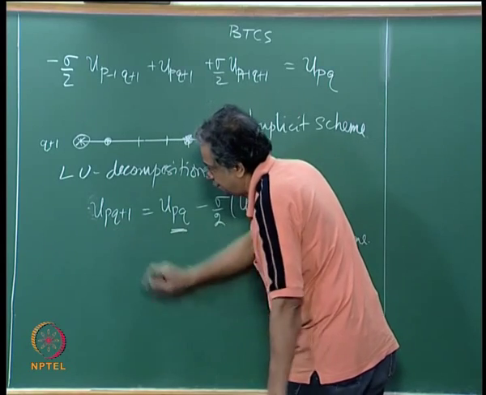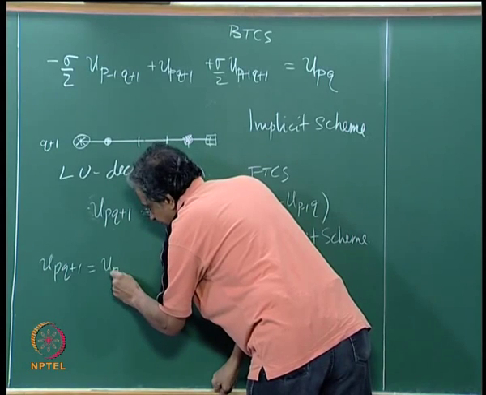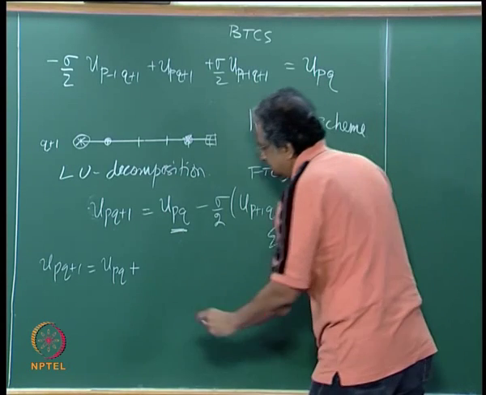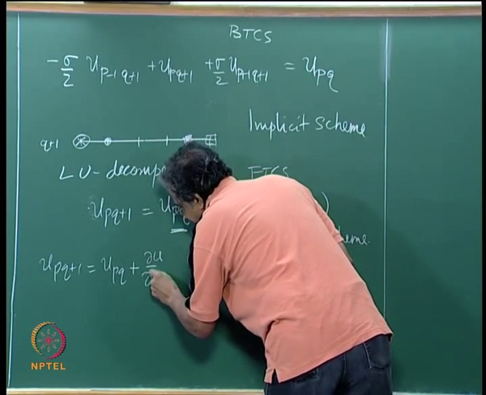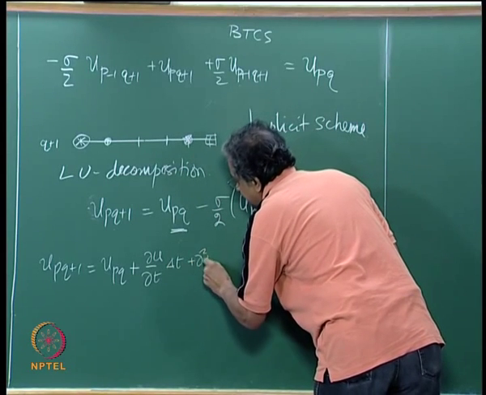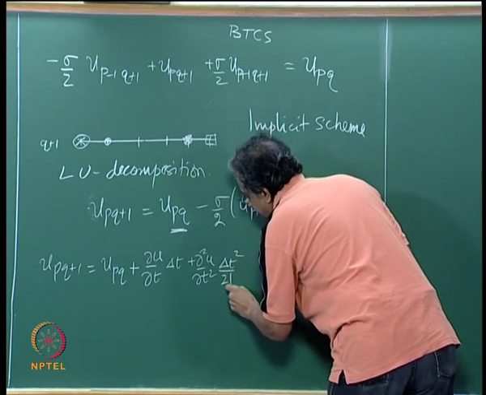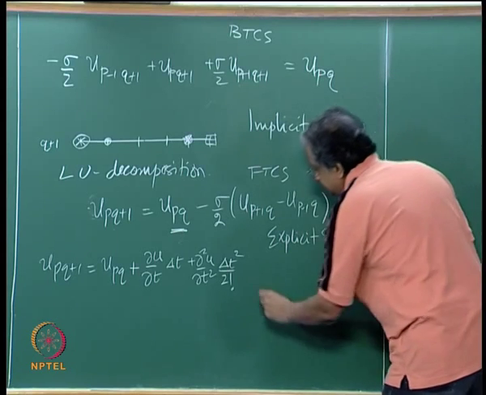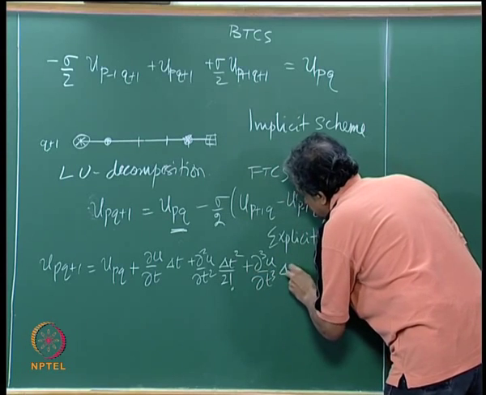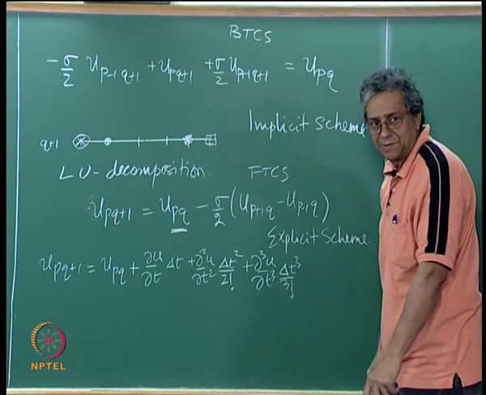So let us do U(P, Q+1). U(P, Q+1) is U(P, Q) plus dou U dou T times delta T plus dou squared U dou T squared times delta T squared by 2 factorial, plus dou cubed U dou T cubed times delta T cubed by 3 factorial. How far do we want to go? Maybe we will add one more.